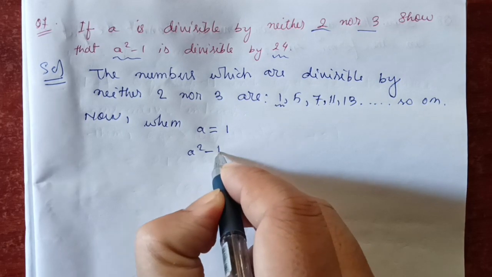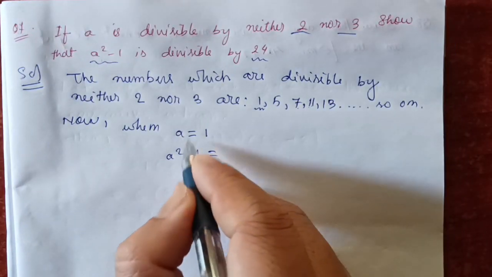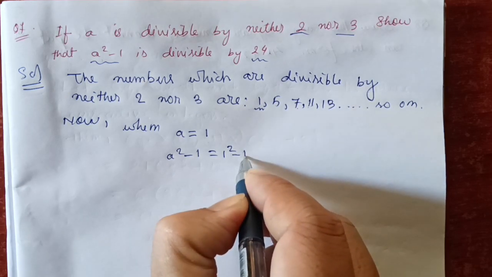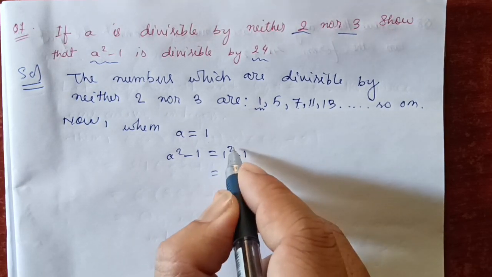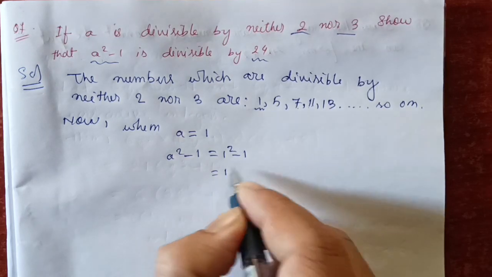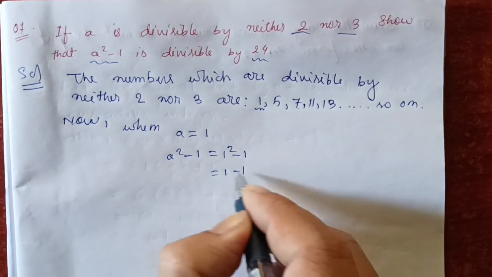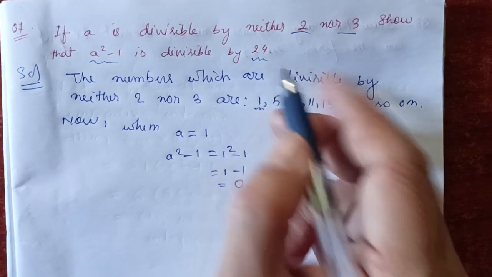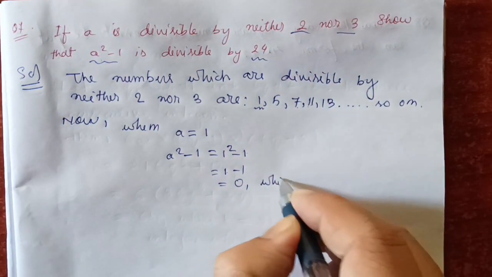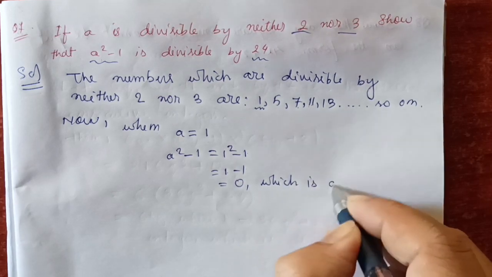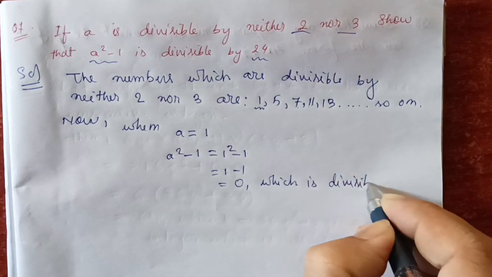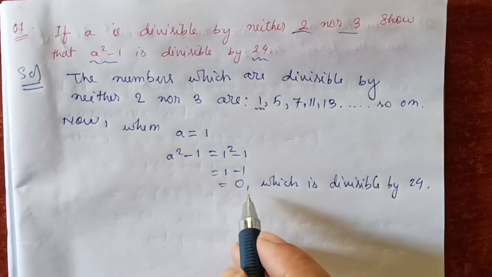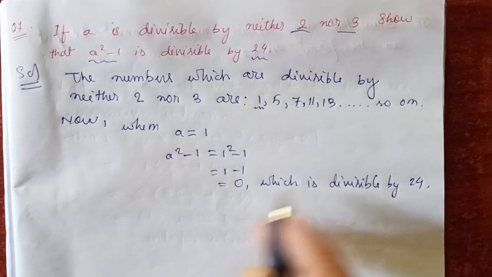A square minus 1, right? Okay, a square, our a is 1. 1 square minus 1, right? Then 1 square is 1. Then minus 1. 1 minus 1 is 0. You know that 0 can be divided by 24. So which is divisible by 24. 0 can be divided by any number, right?